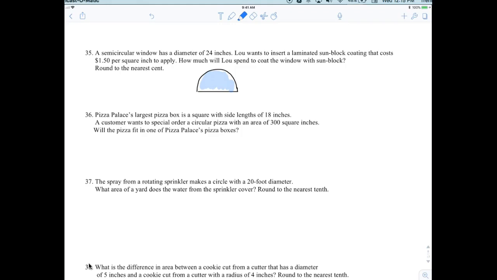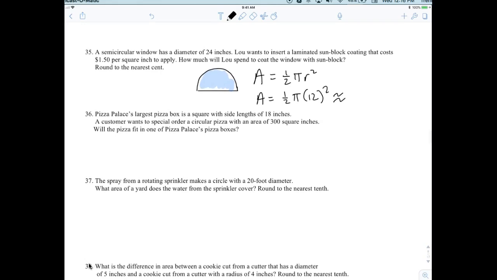This is kind of like the carpet problem. What's the formula for area of a semicircle? 1/2 pi r squared. Now, what is the radius? 12. So area equals 1/2 times pi times 12 squared. I got 226. So we said that's roughly 226.2 inches squared.